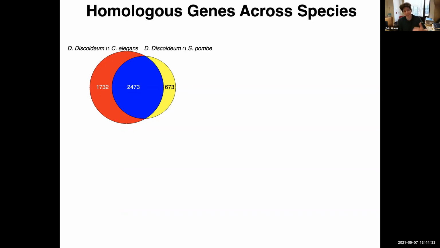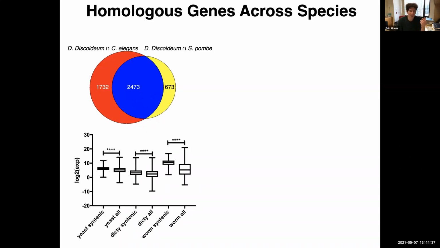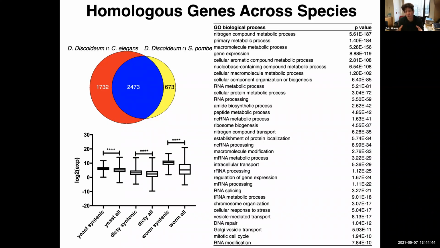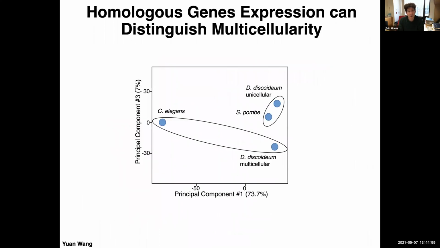And as you would anticipate, these 2,500 really well conserved genes are important genes. They're all more expressed in each of those species. And if you do a gene ontology analysis of these 2,500 genes, they mark basically all the essential evolutionarily conserved processes. So could these 2,500 genes be important for regulating multicellularity?